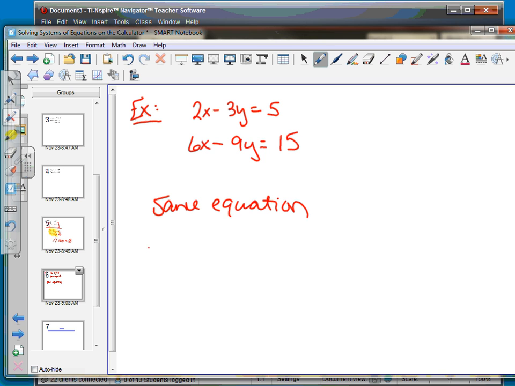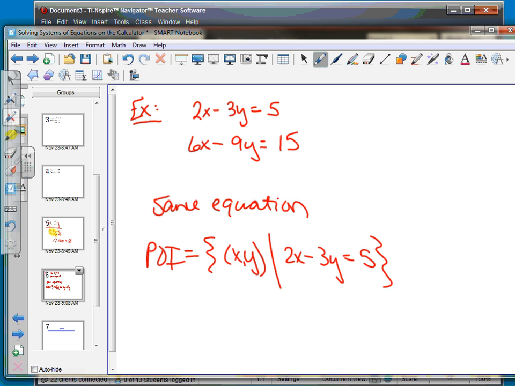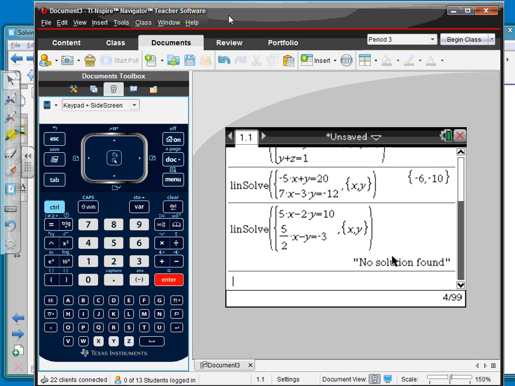which means my POI is going to be x comma y such that 2x minus 3y is equal to 5. I prefer the column. It's just nicer to me. Okay? So I know that that's my point of intersection. That means that there's infinitely many points of intersection. So what does the calculator do with something like that? 2x minus 3y is equal to 5.